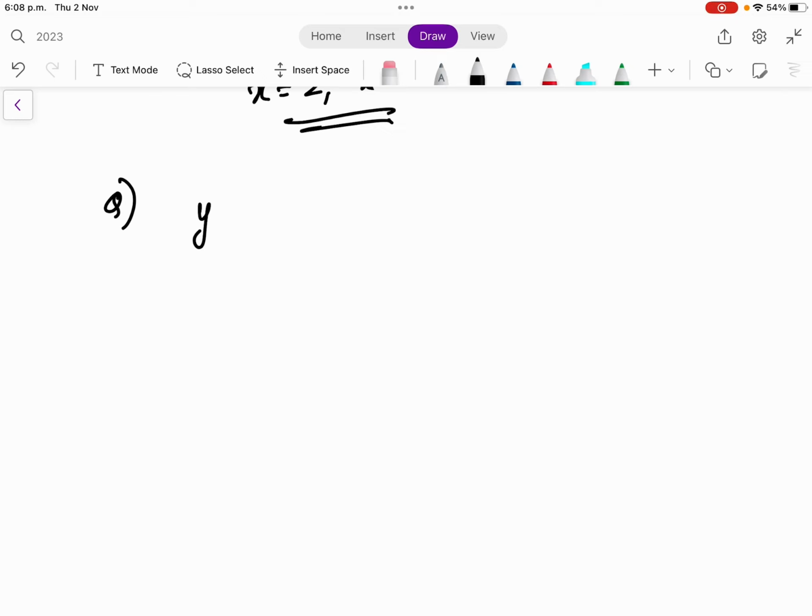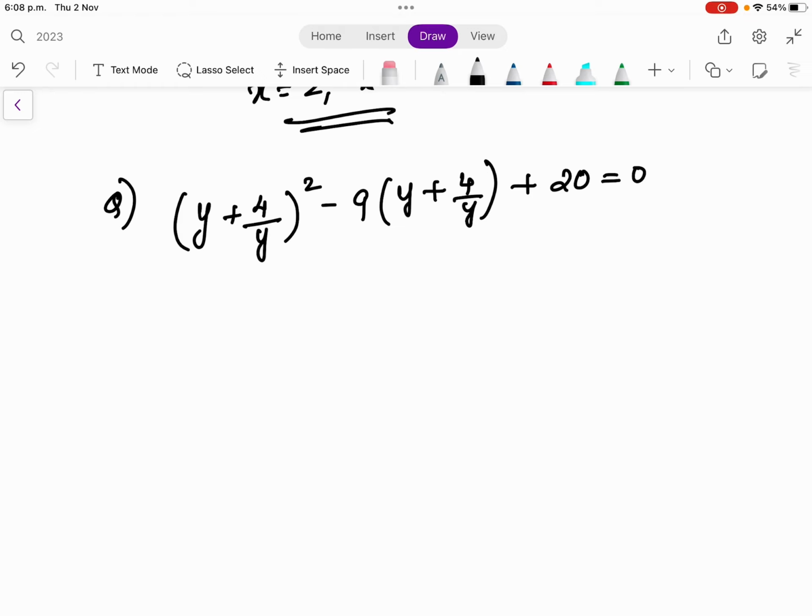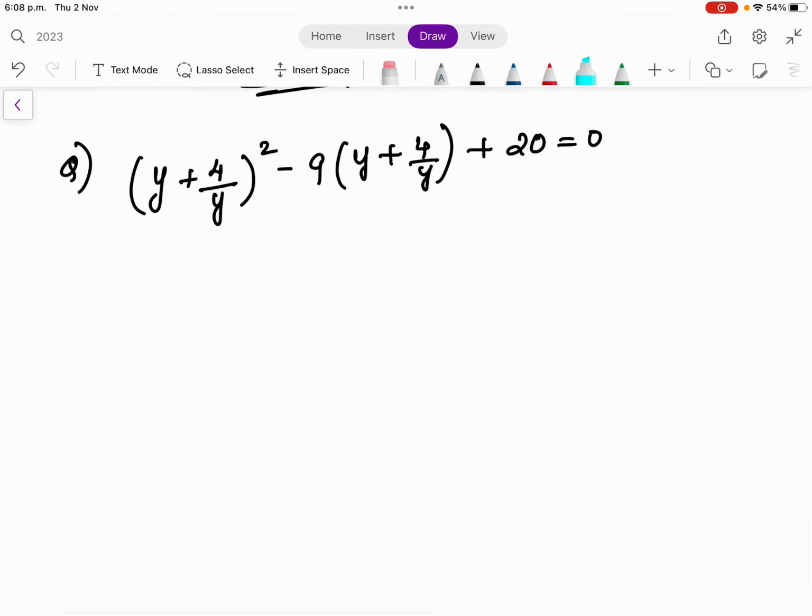Now let's see this kind of question: (y + 4/y) the whole square minus 9 into (y + 4/y) plus 20 is equal to 0. As soon as you see this, you can see that it is a quadratic equation, but it's not a direct quadratic equation because it has something else inside it, something which is a little bit complex. So we will not be able to solve it in the direct way.